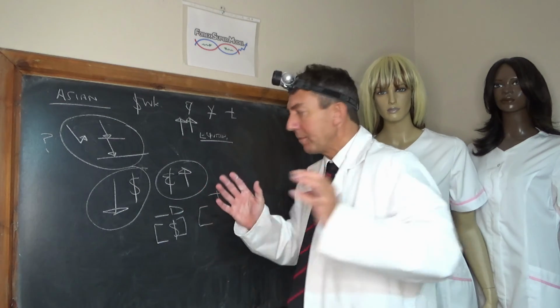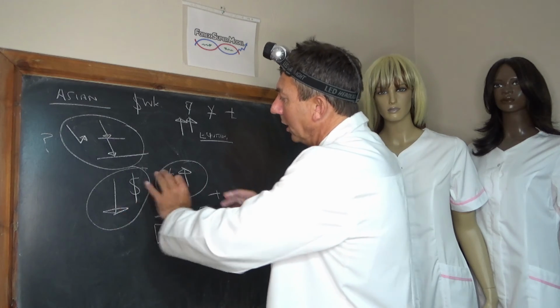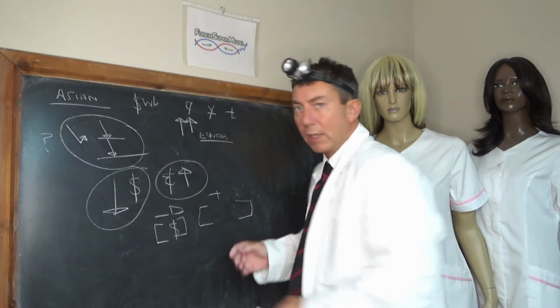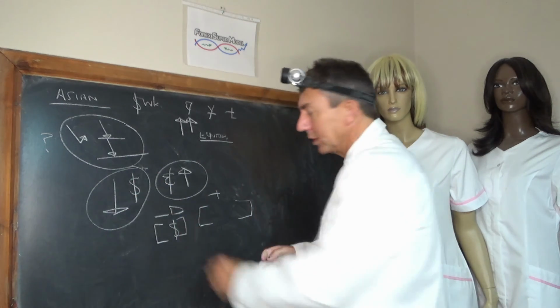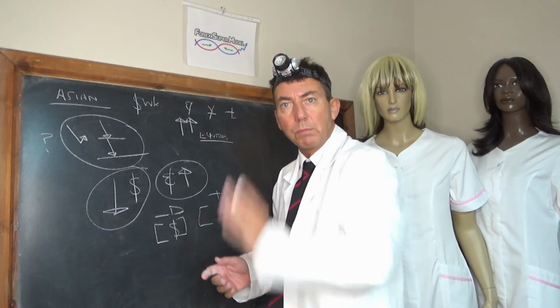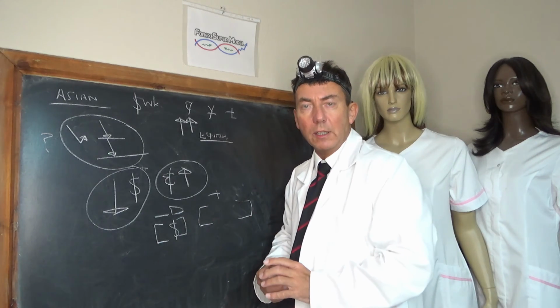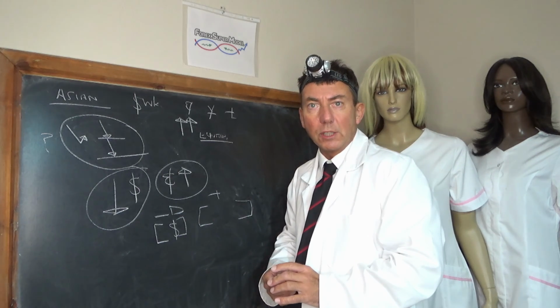So look out for a continuation in the Asian flows, dollar weakness, euro strength early on, and then if you start to see dollar strength, you know that there's plenty of elbow room for dollar strength in the North American session.